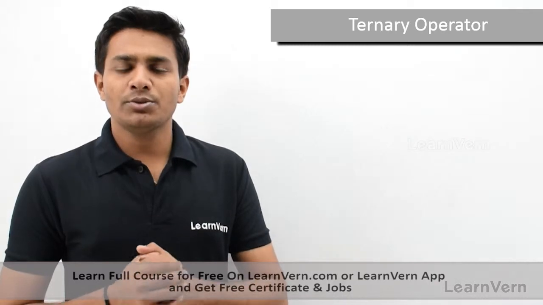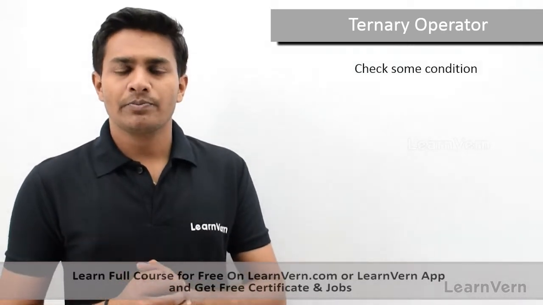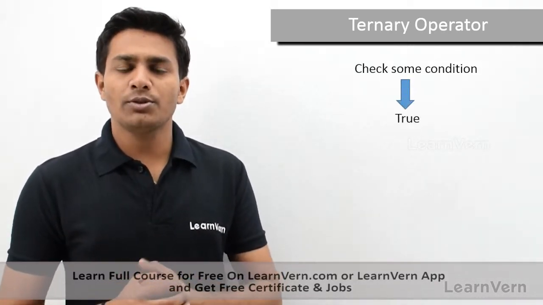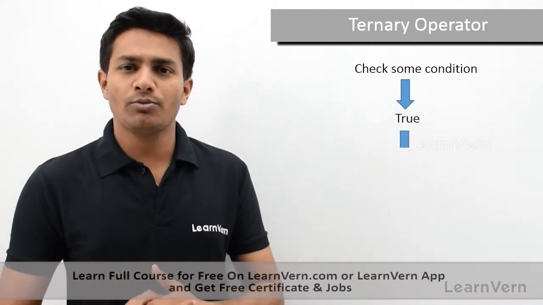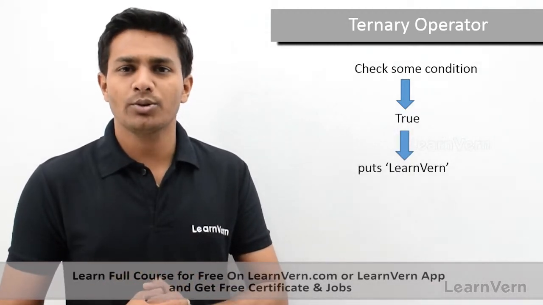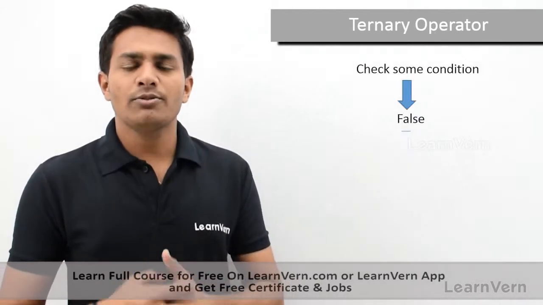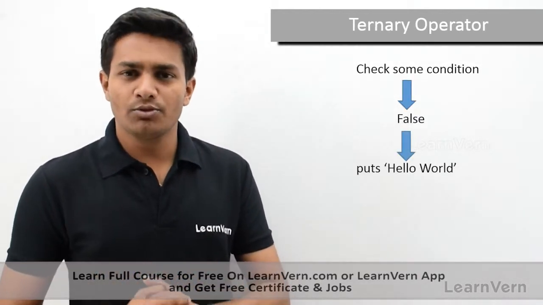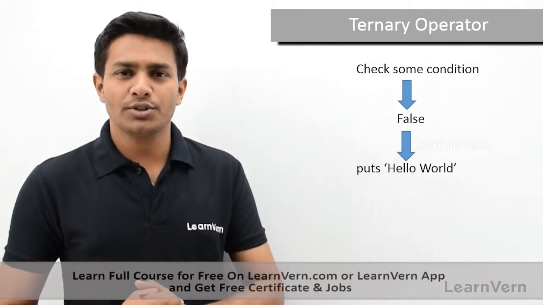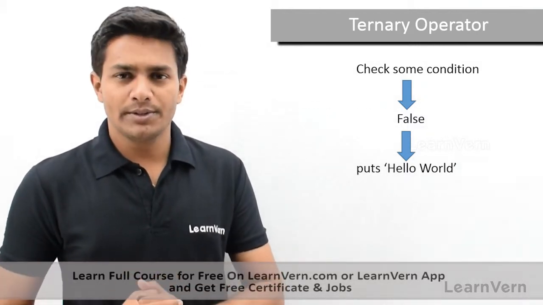Suppose I want to check a condition. If that evaluates true, I want to execute some portion of my code, some block of my code, and if that condition is treated as false, I want to execute some other portion of code. So in this situation, we will use the ternary operator.